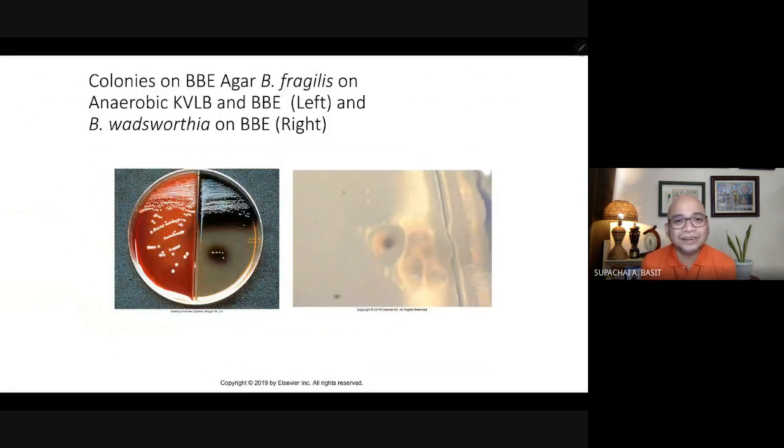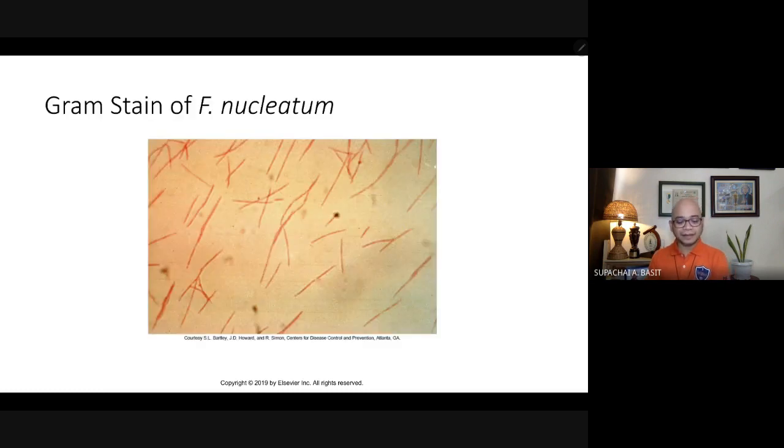Okay, so these are the colonies of Bacteroides fragilis on BBA agar, and anaerobic KVLB agar, and BBE on our left. And then we also have the Bacteroides wordsworthia on BBE on our right. Okay. This is the gram stain of Fusobacterium nucleatum. So take note that you'd notice na medyo spindle-shaped branching yung morphology.